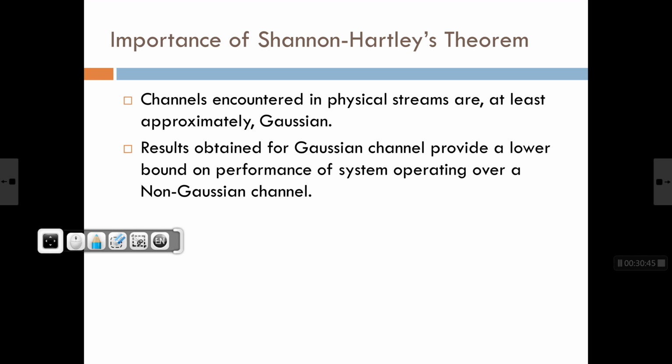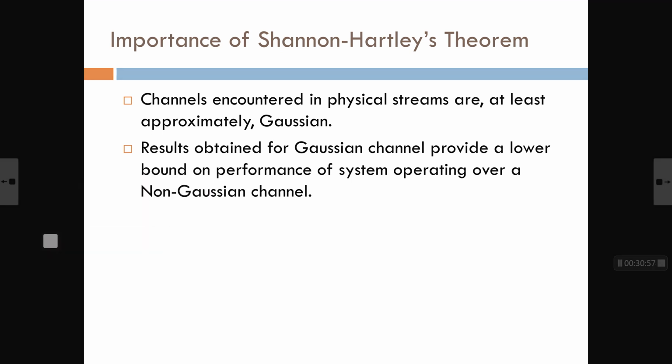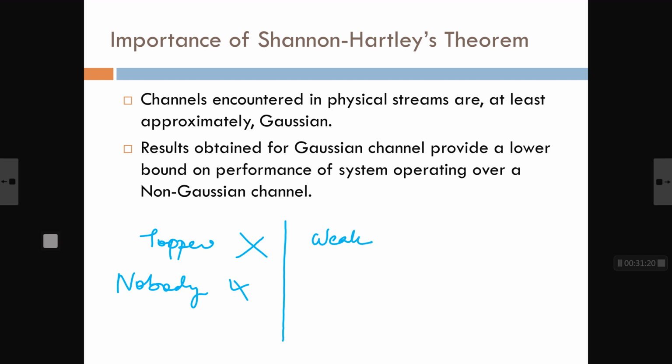And whatever results are obtained for the Gaussian channel would provide a lower bound on the performance of a system operating over a non-Gaussian channel. Say supposing there is a topper in the class, and I ask a problem in the class, if the topper cannot solve the problem, I will say that nobody else can solve this problem. Or in other words, I give a problem to a weak student, and if the weak student is able to solve this problem, I say that all the students will be able to solve the problem.